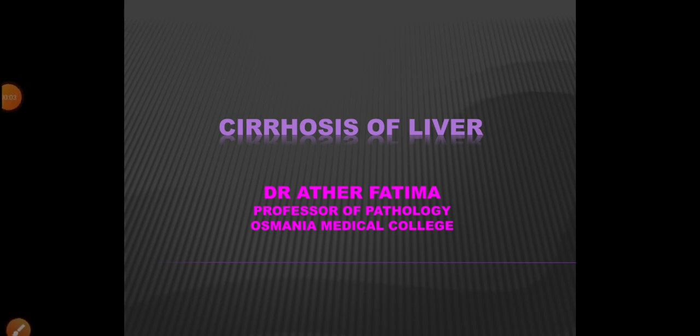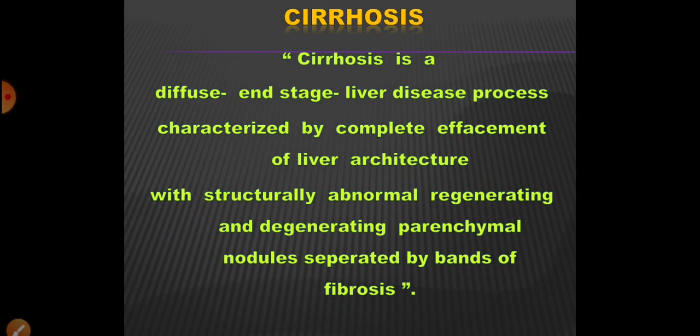The topic for today's discussion is cirrhosis of liver. Coming to the definition of cirrhosis, cirrhosis is a diffuse end-stage liver disease process characterized by complete effacement of liver architecture with structurally abnormal regenerating and degenerating parenchymal nodules separated by bands of fibrosis.